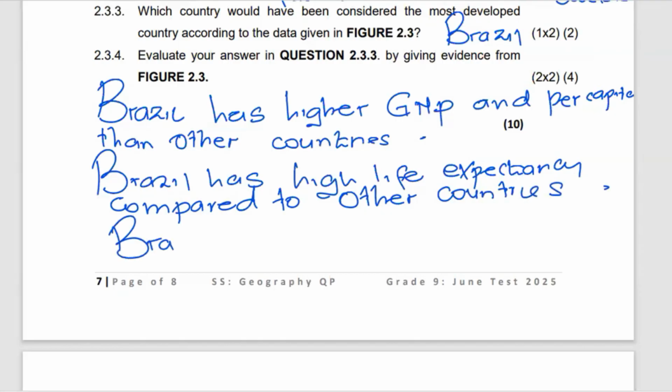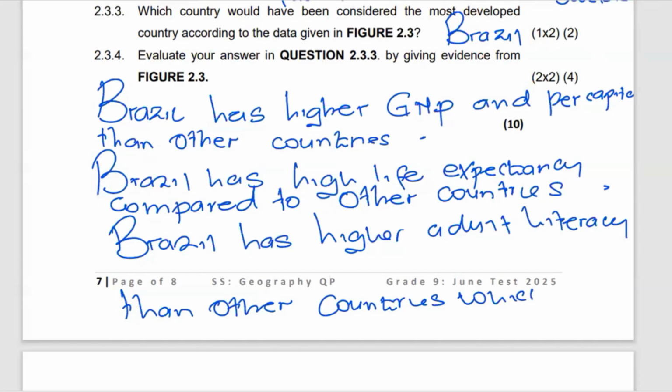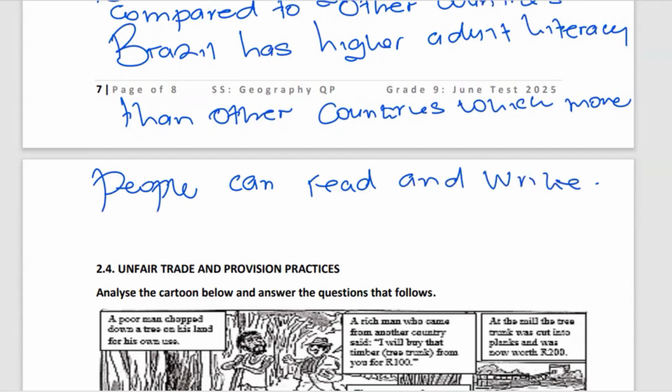You can also say Brazil has higher adult literacy than other countries, meaning which more people can read and write. Okay.